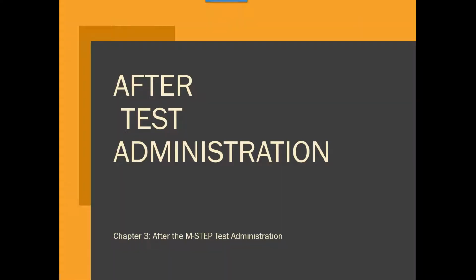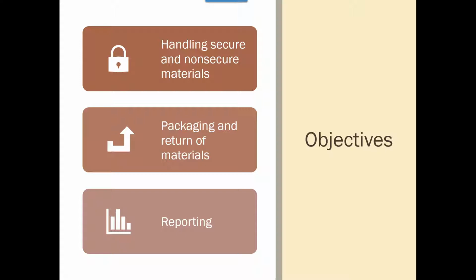Finally, I will discuss Chapter 3 of the MSTEP Test Administration MME Day Training, after the MSTEP Test Administration. In this section, I will be discussing the handling of materials after testing, return of materials for paper-pencil testing, and reporting. First, I will discuss the appropriate handling of secure and non-secure materials after testing. Next, I will cover the packaging and return of materials for schools with paper-pencil materials. And I will end by discussing preliminary reports availability and final reports.